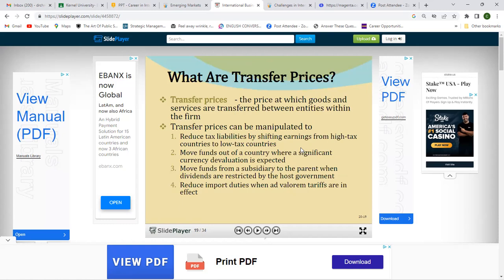Transfer prices. What are transfer prices? A transfer price is a price at which goods and services are transferred between entities within a firm. Transfer prices can be manipulated to reduce tax liabilities by shifting earnings from high tax countries to low tax countries, to move funds out of a country where significant currency devaluation is expected, to move funds from a subsidiary to the parent when dividends are restricted by the host government, and to reduce import duties when ad valorem tariffs are in effect.